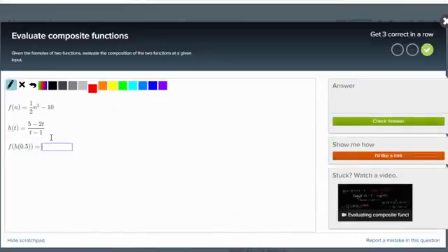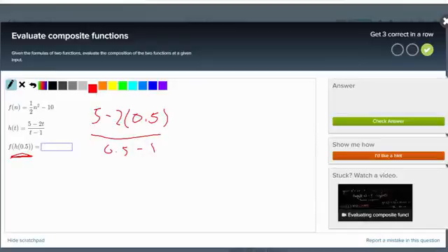Let me know if you have, oh wait, maybe we should do this one. Look at this. This looks nasty. f of h of 0.5. So we start at the innermost first. So this is going to be 5 minus 2 times 0.5 over 0.5 minus 1. I'm going to simplify the top.